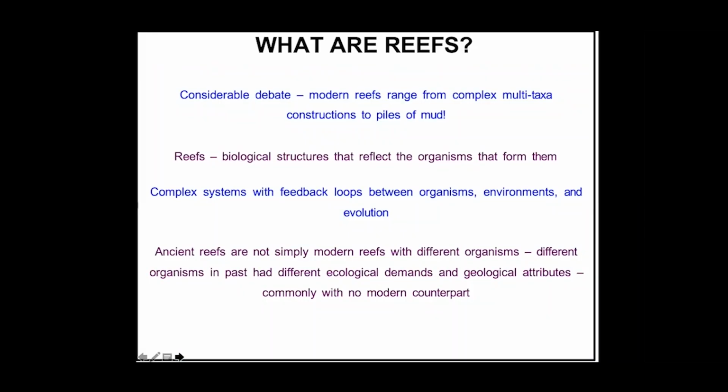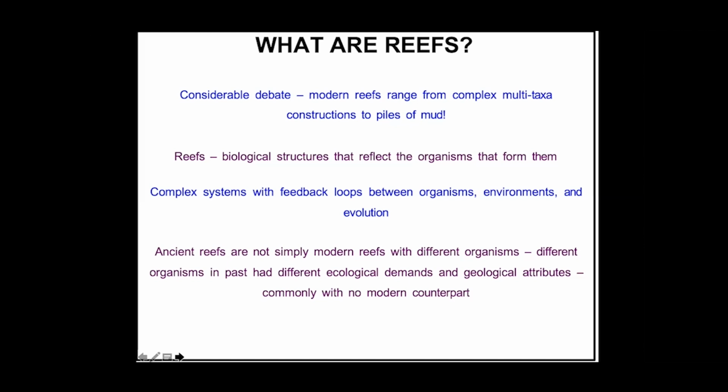There's also considerable debate as to what modern reefs are, because if you look at it from a biological or geological point of view, reefs are actually everything from multi-taxal constructions to piles of mud. And when we say multi-taxal constructions, we're saying these are features that are constructed by many different species and genera of animals. In most cases, the reefs are formed by various biological entities, such as corals, but not solely by corals. For example, if you go into Florida, there are reefs that are being constructed by worms. And if you go elsewhere in the world, there are reefs that are constructed by other organisms.